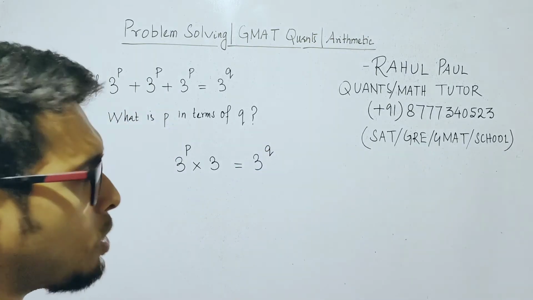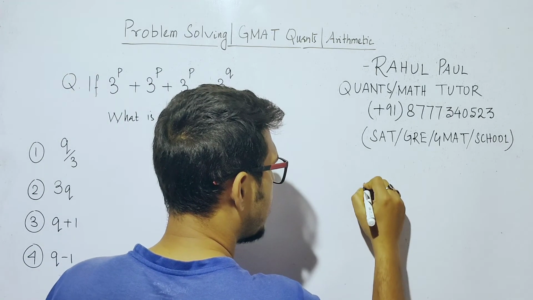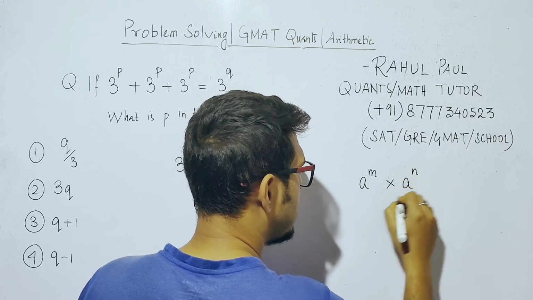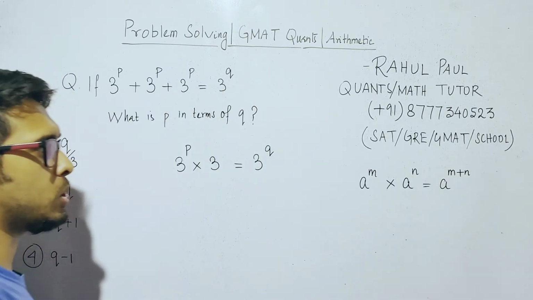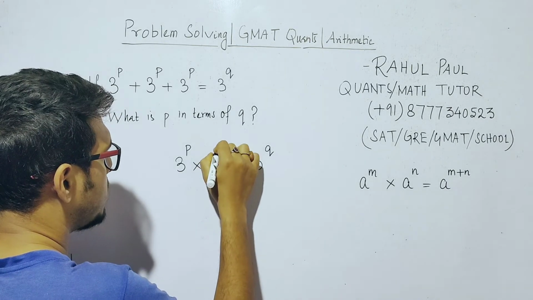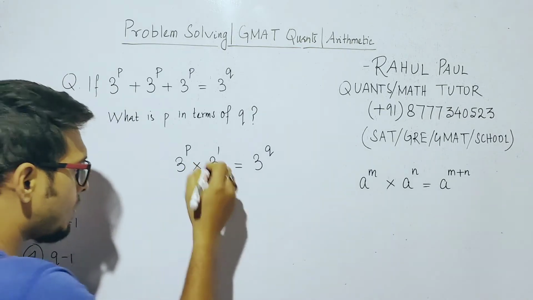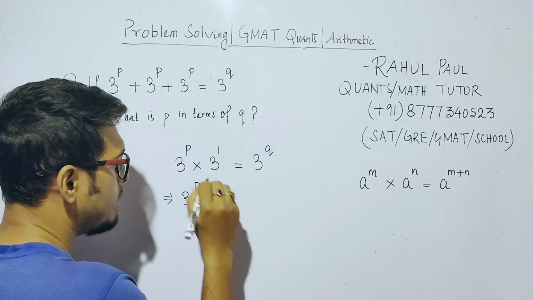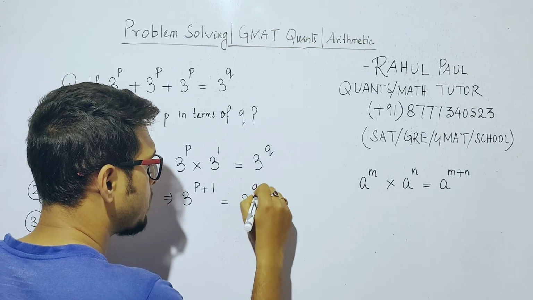Now let us recall the exponent formula, which says that if a to the power m is multiplied with a to the power n, that results in a to the power m plus n. If I use this rule here, multiplied by 3 is equivalent to 3 to the power 1, isn't it? Because something to the power 1 is that thing only. So I can write this as 3 to the power of p plus 1 by using this rule, and that equals 3 to the power of q.